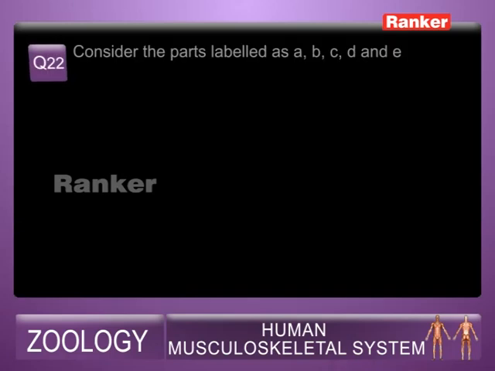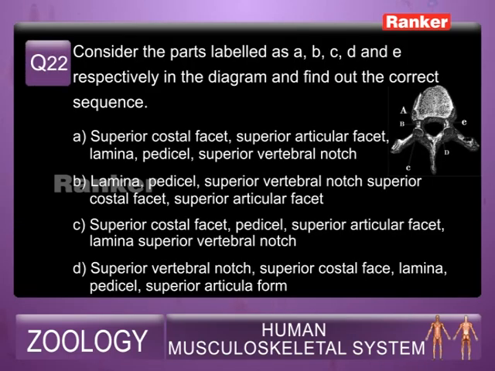22nd question. Here is a question. Consider the parts labeled as A, B, C, D and E respectively in the diagram and fill out the correct sequence. A. superior costal facet, superior articular facet, lamina, pedicel, superior vertebral notch. B. Lamina, pedicel, superior vertebral notch, superior costal facet, superior articular facet. C. Superior costal facet, pedicel, superior articular facet, lamina, superior vertebral notch. D. Superior vertebral notch, superior costal facet, lamina, pedicel, and superior articular facet.